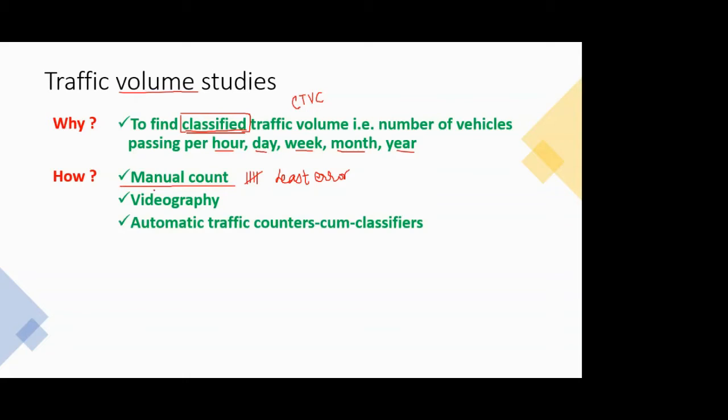So what we can do is a videography survey. In a videography survey, as I told you, you just install a camera at a particular location, maybe at some height, and then you record for whatever duration you want the count, maybe 1 day or 2 days, 3 days or 1 week or even a month or even a year. You record it, come back to the office, and then go on segregating the video.